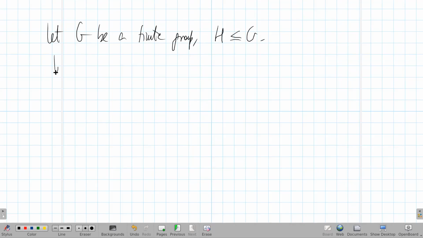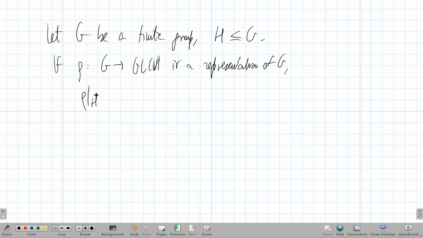So if rho is a representation of G, then you can consider the restriction to H, and this is a representation of H. This is trivial, because rho is a morphism, so it means that for all g1, g2, you have rho(g1 g2) equals rho(g1) rho(g2), and if you restrict to H, of course, a fortiori, as we say, it satisfies the same property. Good. And this is the restriction.